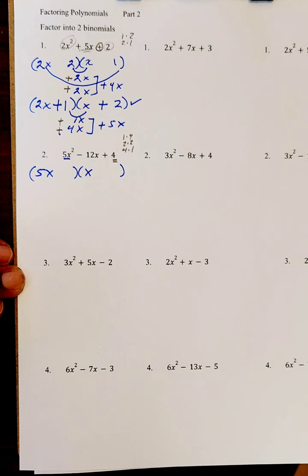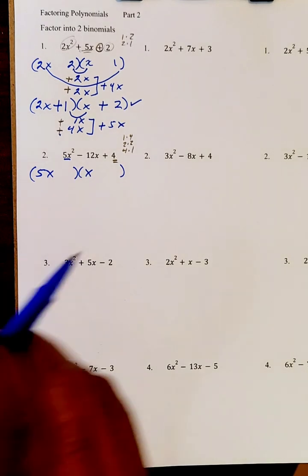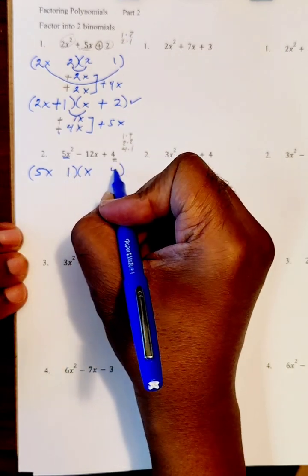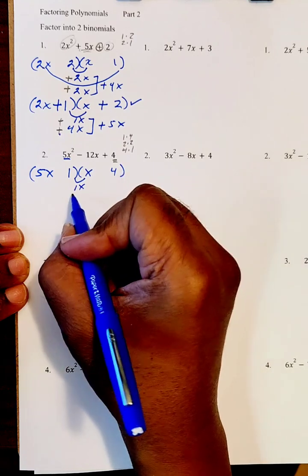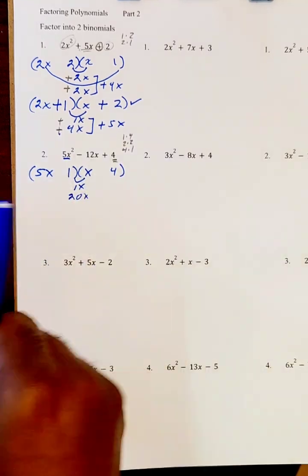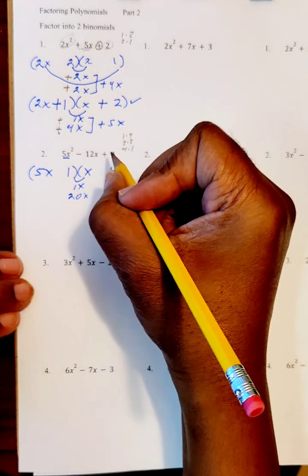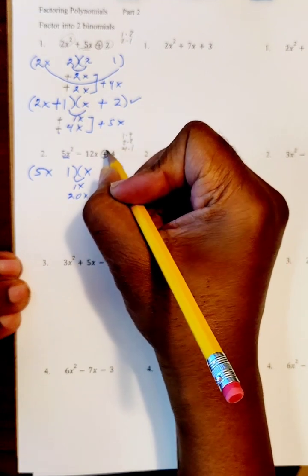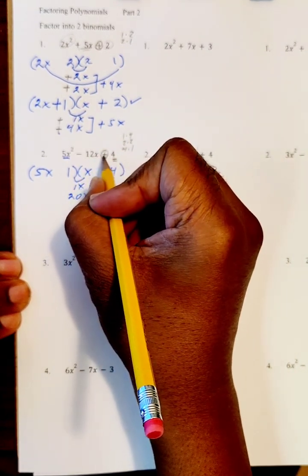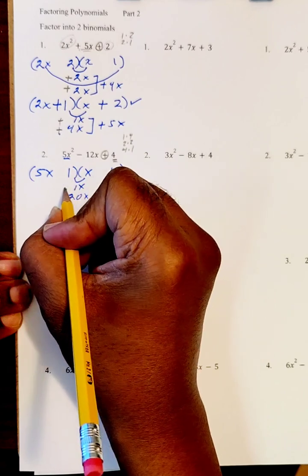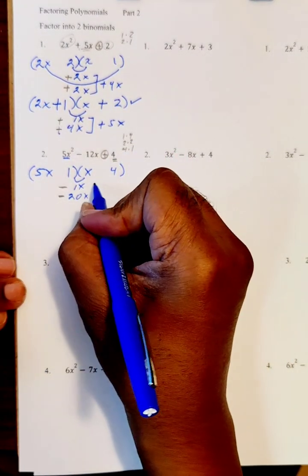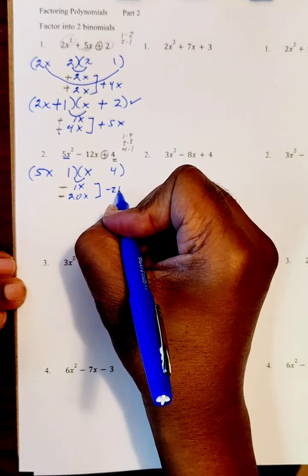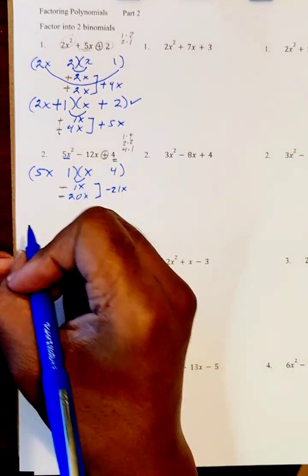Let's start off with the 1 times 4 and see if that works. So 1 times 4. This will give us 1x here, and this will give us 20x. This tells us that we're using same signs, and we need to get a negative 12x. So same signs, to get a negative 12x, I'll use negative and negative. This combination gives us a negative 21x, which does not match.